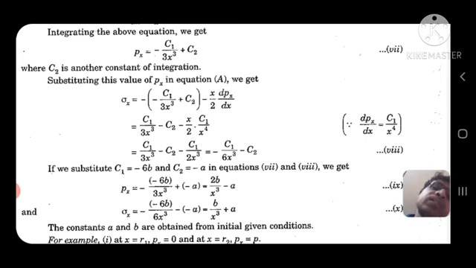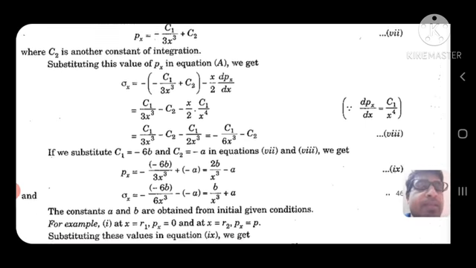c2 is another constant of integration. Substituting these values of px in equation A, we get sigma x equal to minus c1 by 3x cube plus c2 minus x by 2 dpx by dx. So that is c1 by 3x cube minus c2 minus x by 2 into c1 by x to the power 4, which equals c1 by 3x cube minus c2 minus c1 by 2x cube, that is equal to minus c1 by 6x cube minus c2.